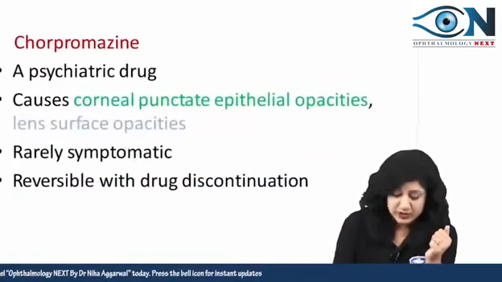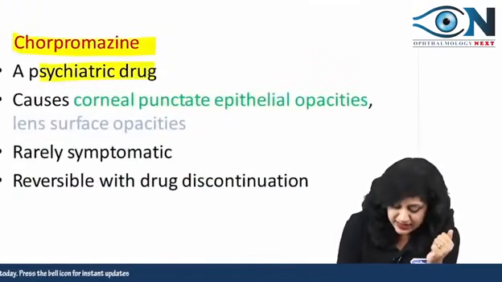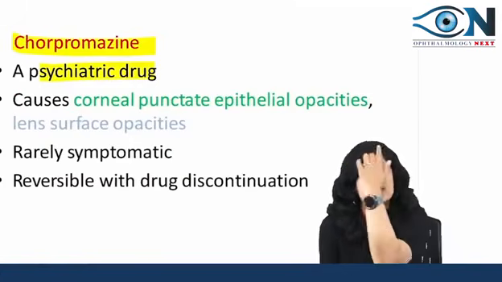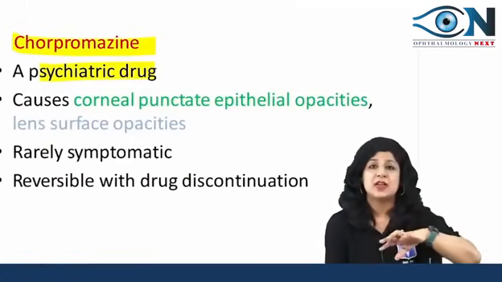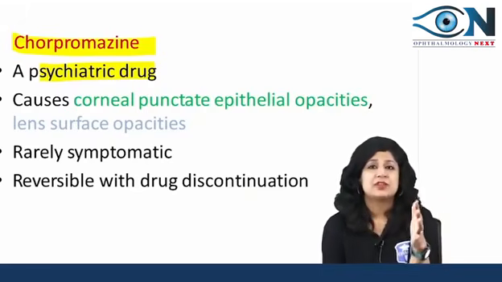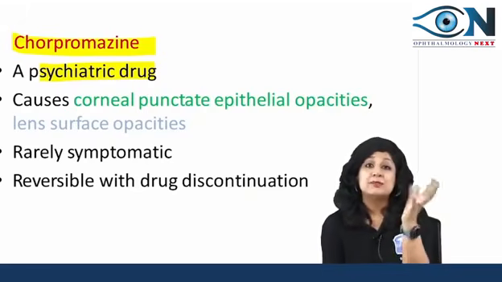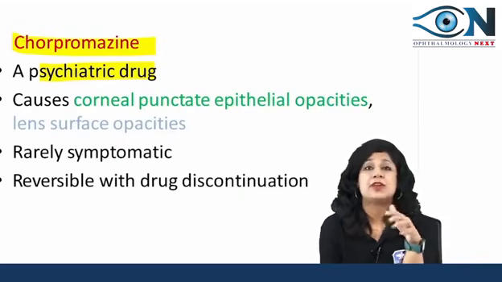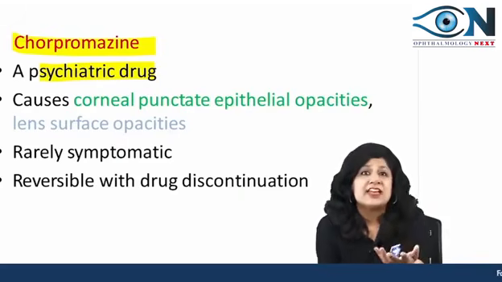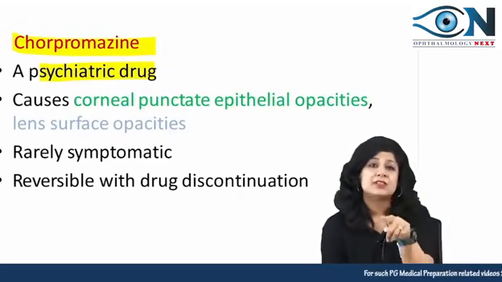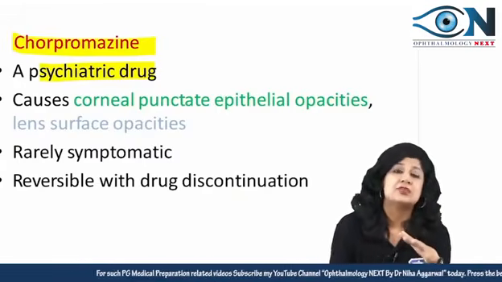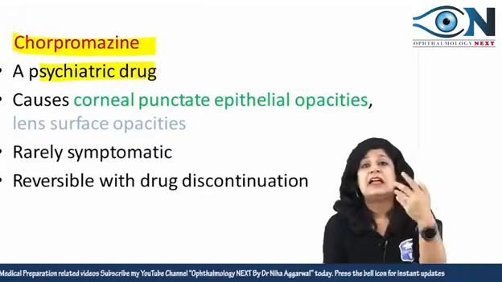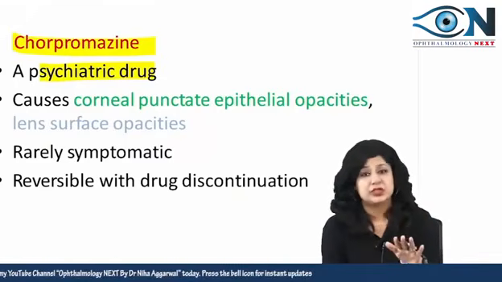Then the next important drug is chlorpromazine, which is a psychiatric drug. Now here we can have a question which is integrated between ophthalmology as well as psychiatry. They can give you a question that all of the following drugs can be causing the posterior subcapsular cataract except, in a person having psychiatric illness, because a person with psychiatric illness may be taking chlorpromazine, and this chlorpromazine actually is responsible for causing the anterior subcapsular cataract and not the posterior subcapsular cataract.